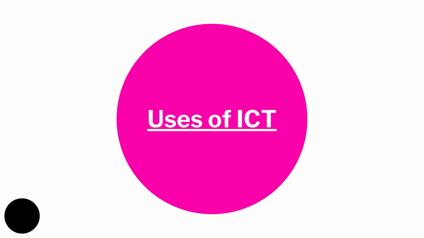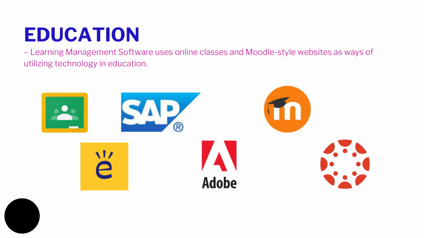Uses of ICT. Using ICT gives us advantage in every field. For example, learning management software uses online classes and Moodle-style websites as ways of utilizing technology in education. Ang example po ng mga LMS or learning management software ay Google Classroom, SAF, Edmodo, Adobe, Moodle, and Canvas. And yung ginagamit po natin sa school, which is MS Teams. And one of the advantages of using LMS is it gives us unlimited access to different learning material.